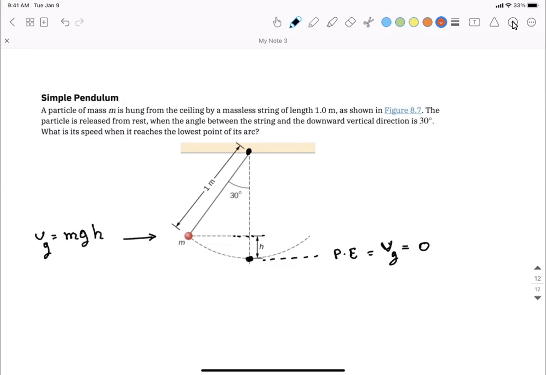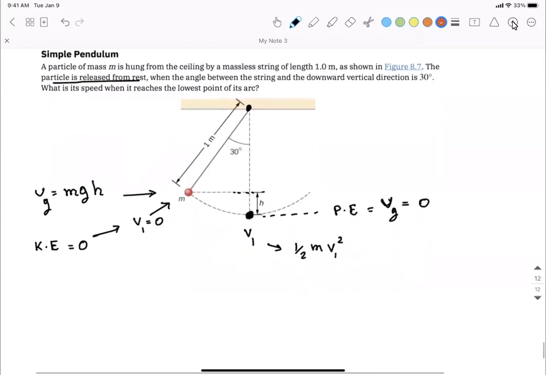That's one thing. And the problem says the object is released from rest right here. V1 equals 0. That tells us the kinetic energy at the starting point equals 0. But when the object is moving, when it reaches here, it could have a speed v1. That's what we are going to find. This will have a kinetic energy 1/2 mv1 squared. Now the problem is really, really simple. There's no friction involved.